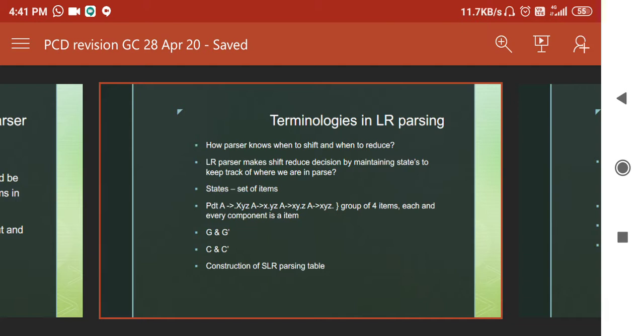And then the next one is about G and G dash. You people know that G refers to grammar, and G dash refers to augmented grammar. Normally in construction of the LR parsing table we use the grammar alone, while in the construction of the canonical LR parsing table we use G dash, the augmented grammar. So that's the difference between G and G dash. The next one is about C and C dash. C refers to the collection of items, and C dash refers to the canonical collection of sets of items.